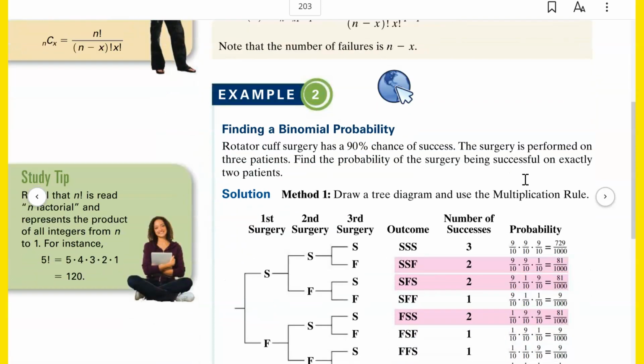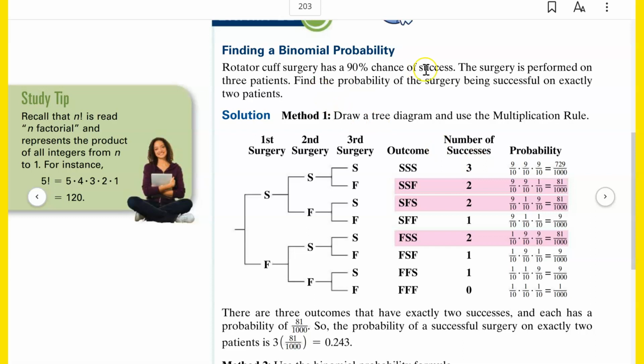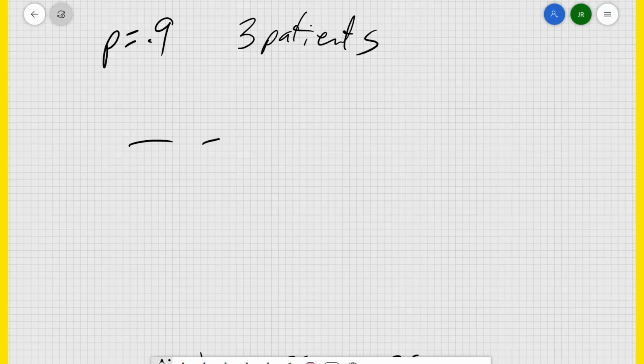All right. Rotator cuff surgery has a 90% chance of success. The surgery is performed on 3 patients. Find the probability of the surgery being successful on exactly 2 patients. So let's pretend we have these 3 patients. We want exactly 2 of them to be successful to calculate this probability.